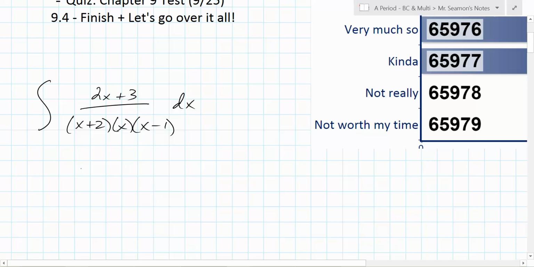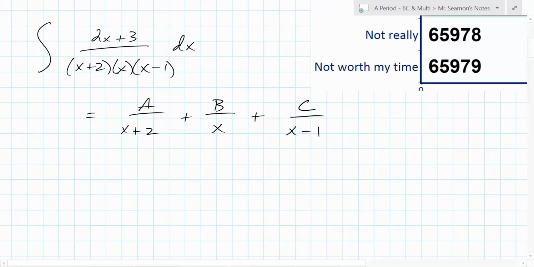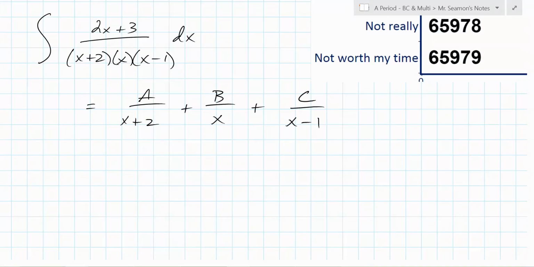So you're looking to turn this thing right here into a over x plus 2 plus b over x plus c over x minus 1. You're looking to break that apart. Could you do it the nice way? Sure, we'll do it the cheating method. That's fine. So you multiply by the common denominator, right? So this thing right here is equal to that.